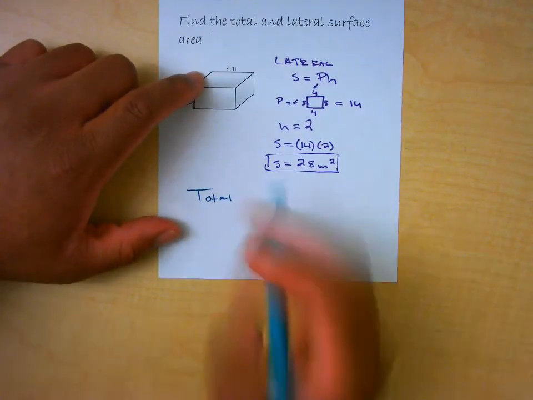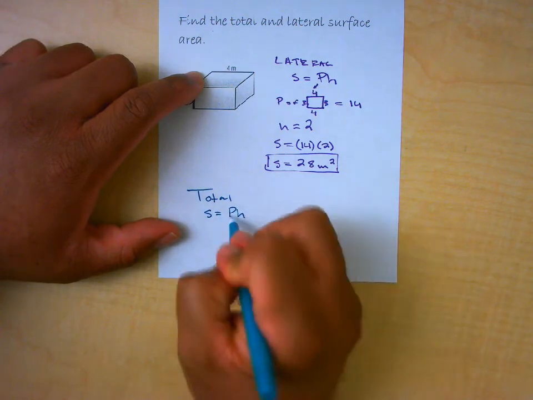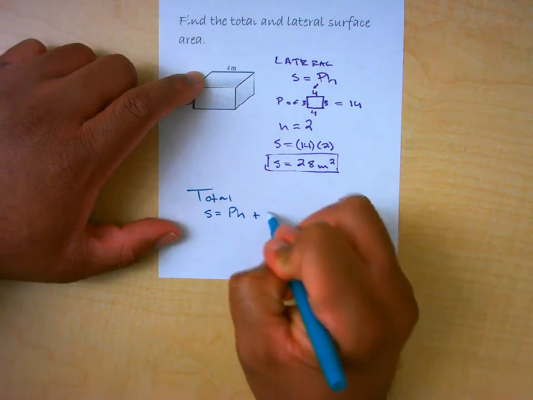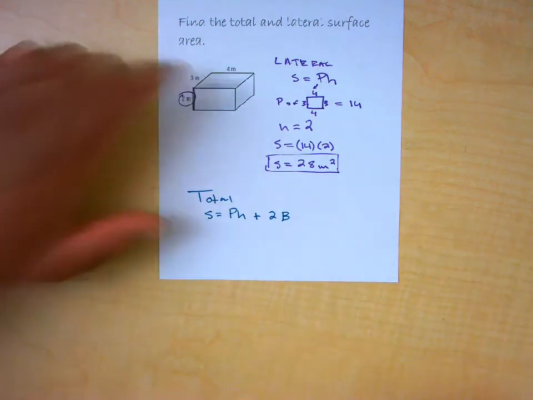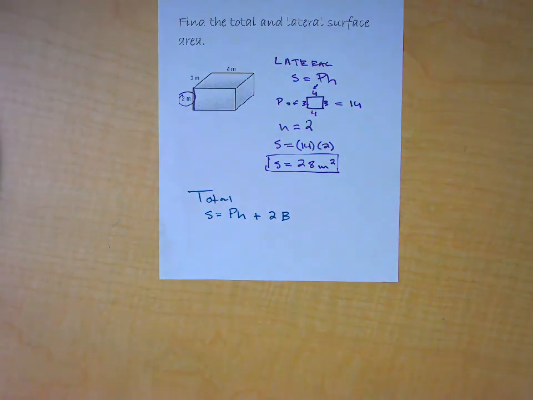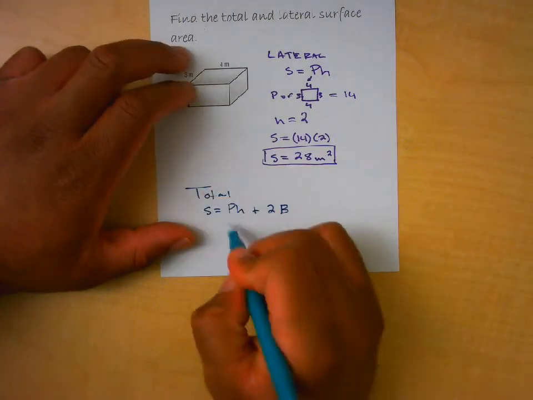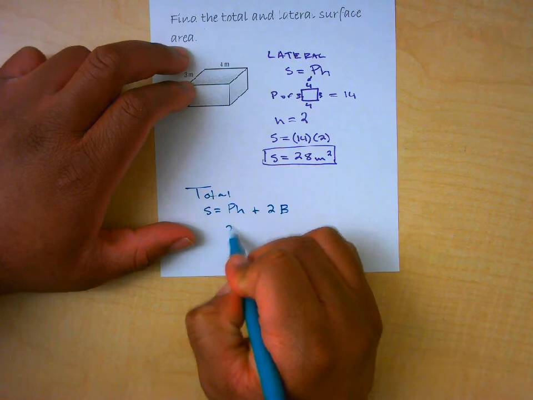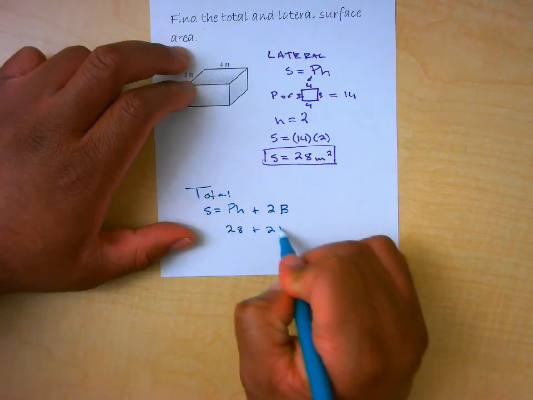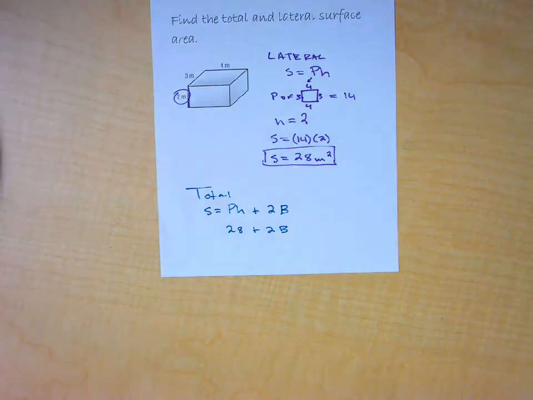So total surface area is surface area equals perimeter of the base times the height plus 2 times area of the base. Now, what do I already know, given the fact that this is the same shape as the first problem? The perimeter and height, what is it? 28. So I don't have to redo that. I already know that for this shape, the perimeter of the base times the height is 28 plus 2 times area of the base. So what do I need to find in this problem? The area of the base.